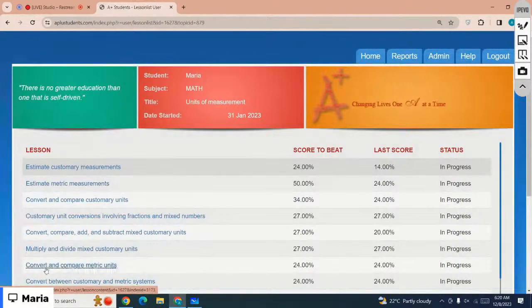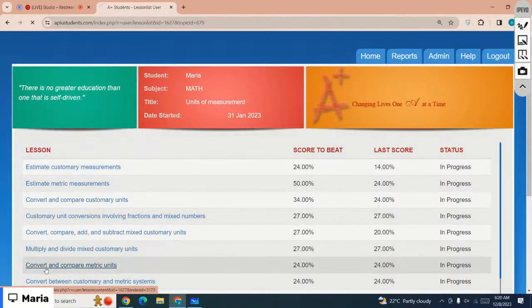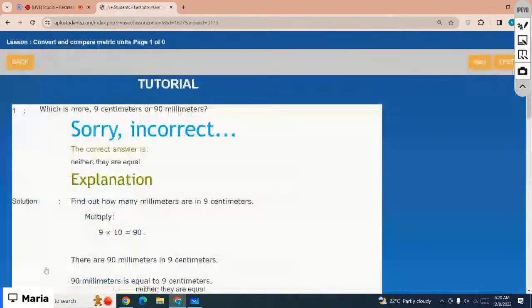The next one is compare and convert metric units. Okay, which is more, 9 centimeters or 90 millimeters? Which is the correct option? So when we are comparing two values, they must be in the same units, right? So you can either convert centimeters to millimeters or millimeters to centimeters, right? So you must know the basic conversions.